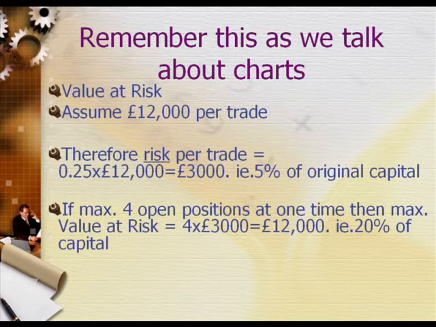In other words, what happens if you have 4 open positions and all 4 went the wrong way? You just got a really bad piece of luck. Well, what would happen is you could lose 20% of your total capital. Again, if that's too rich for your blood, what you would do is you might only have 3 positions open at a time. That way, the most you can lose is £9,000, or 15% of your original capital.